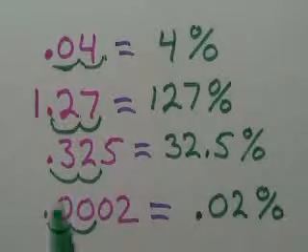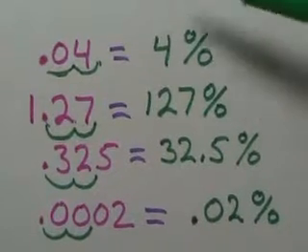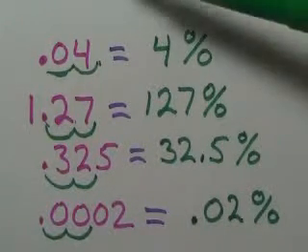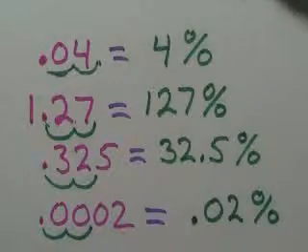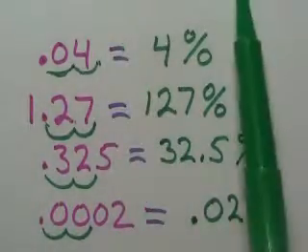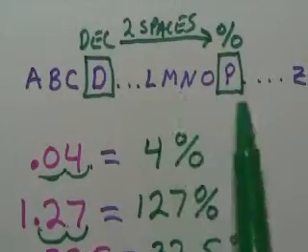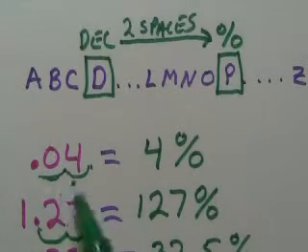Everything I move over 2 spaces to the right. Just like D to P. To go from decimal to percent, you have to move it to the right. So think of the order of the alphabet, from decimal to percent.